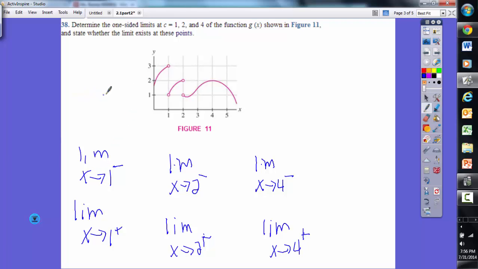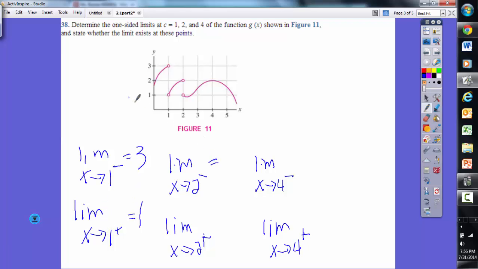We start at the left, we go until x gets closer and closer to 1. It looks like we're getting closer and closer to 3. The limit as x approaches 1 from the right: we trace the graph from the right, and it looks like as x gets closer to 1, the graph approaches 1. So if the question said, what is the limit as x approaches 1? The answer would be the limit does not exist because those are not the same.